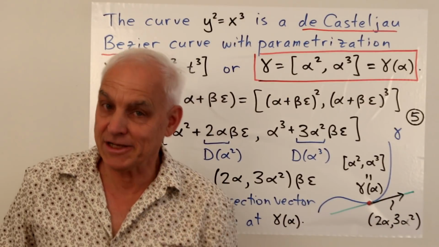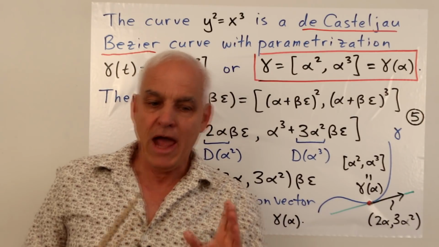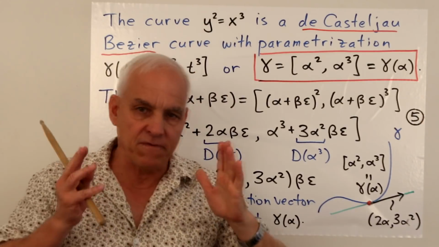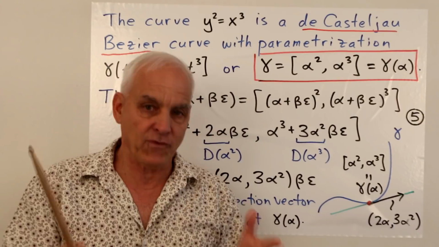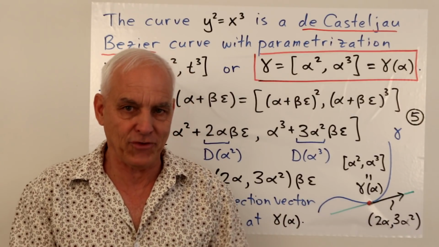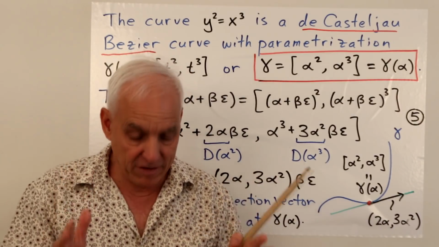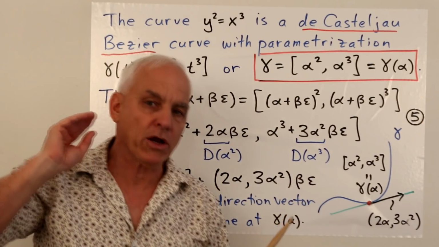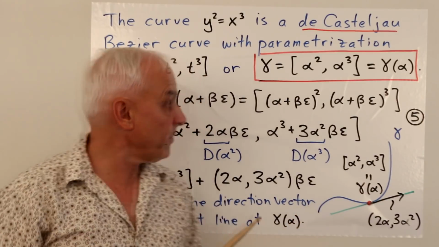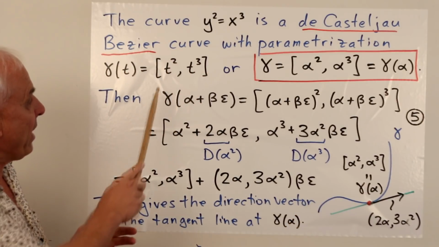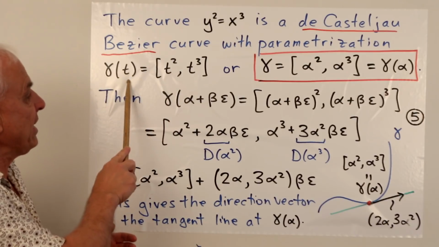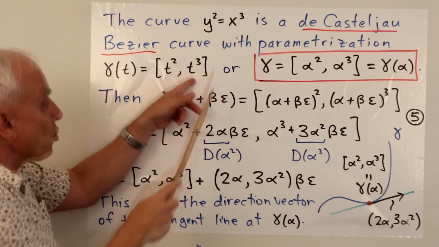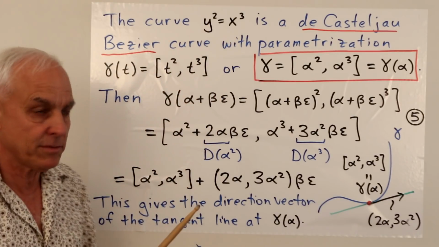Now let's do some infinitesimal analysis with this curve. And we're going to use the fact that it is a de Castelnau-Bézier curve. This is a very important class of curves in calculus, even though most calculus courses don't even deal with them: the curves which are polynomially parameterizable. So this curve is parameterizable by the rule gamma of t equals (t squared, t cubed). That's going to satisfy the equation y squared equals x cubed.